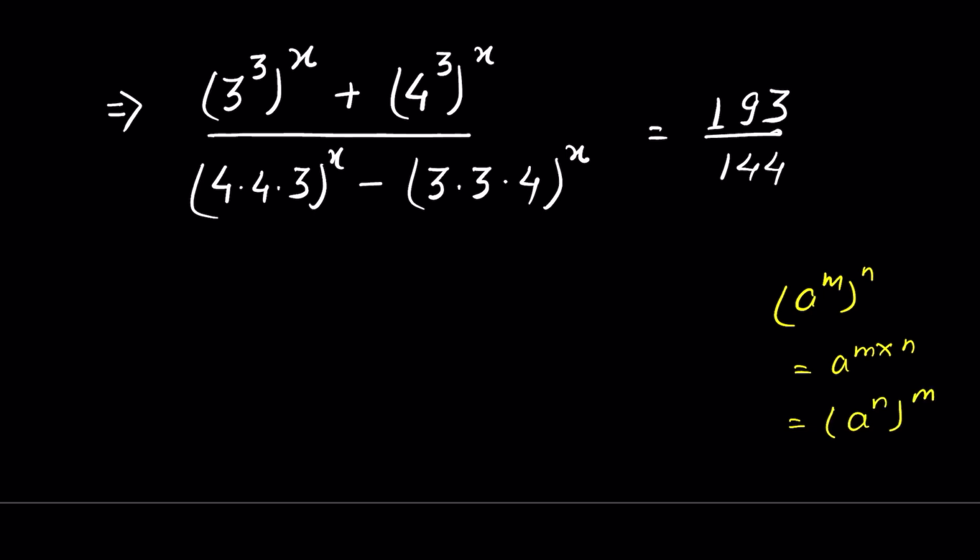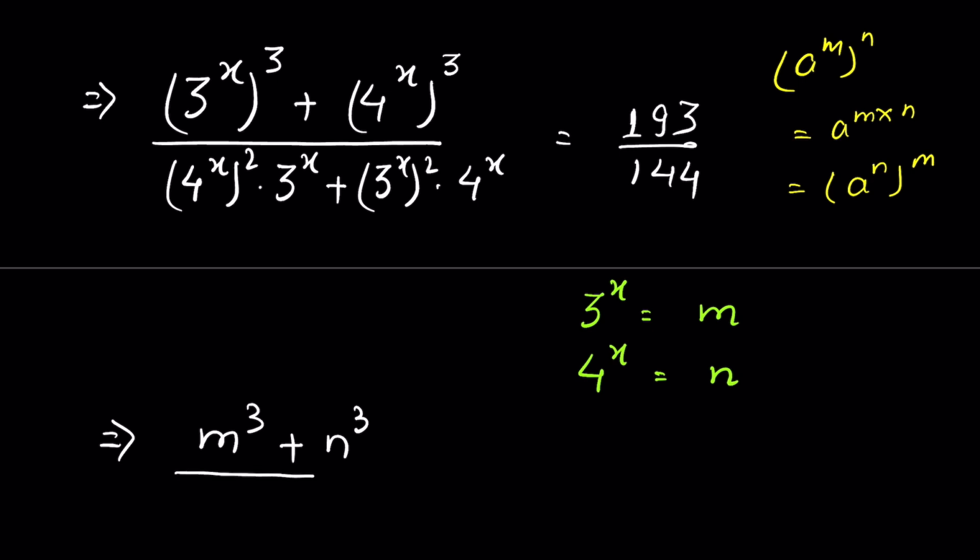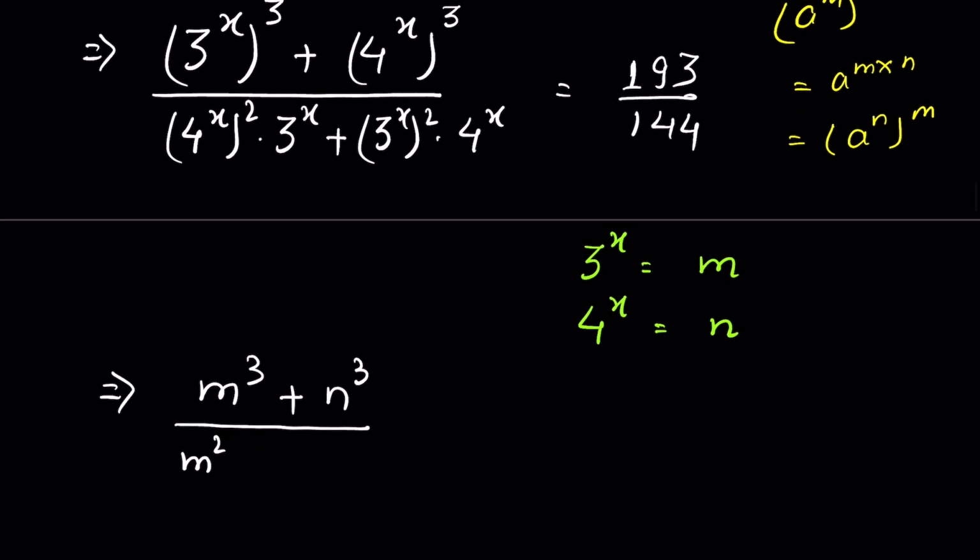Therefore this can be written as 3 to the power x whole to the power 3 plus 4 to the power x whole to the power 3 upon, now let's consider 3 to the power x is equal to m and 4 to the power x is equal to n. Then we have m cube plus n cube upon m square n plus n square m is equal to 193 upon 144.